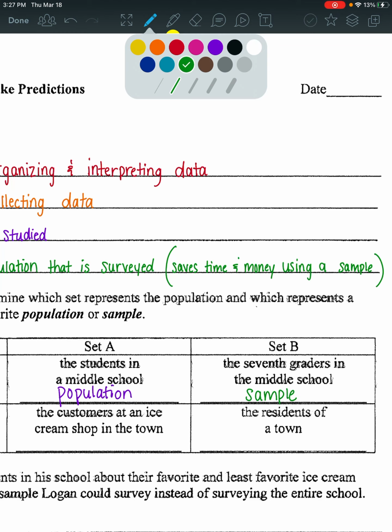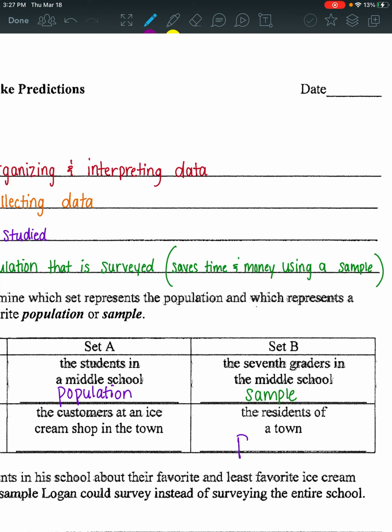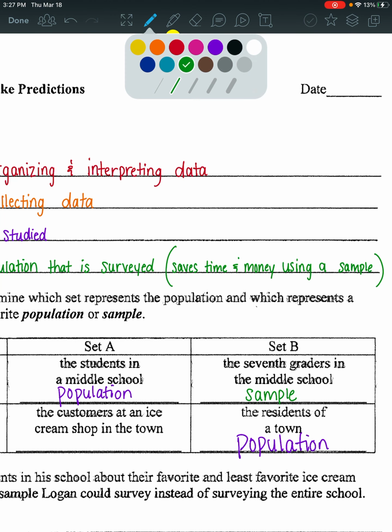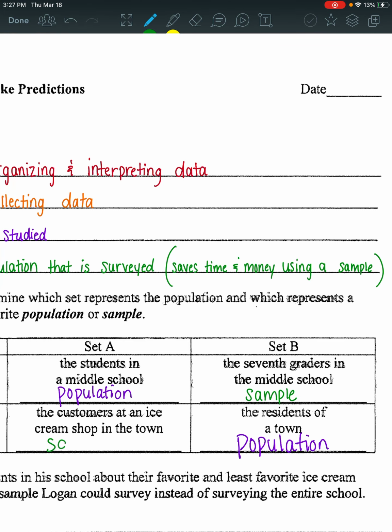So in this scenario, our population is all of the residents in the town, and then we are just going to survey the customers at the ice cream shop, so that is our sample.